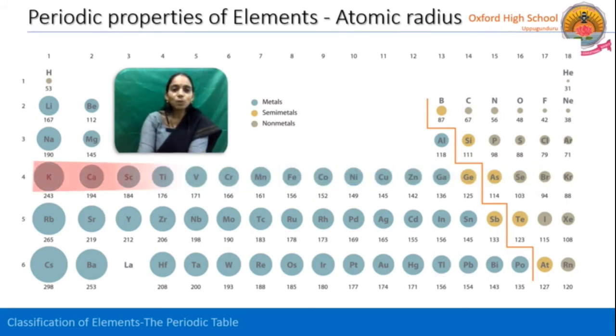But in a group we have seen that the atomic radius is increasing, because the number of shells is increasing gradually. Even though the nuclear force of attraction increases, the number of shells also increases. So the distance from the nucleus to the outer shell is increasing. As a result, the nuclear force of attraction increases, the number of shells increases, so the distance increases. That means the atomic radius increases.